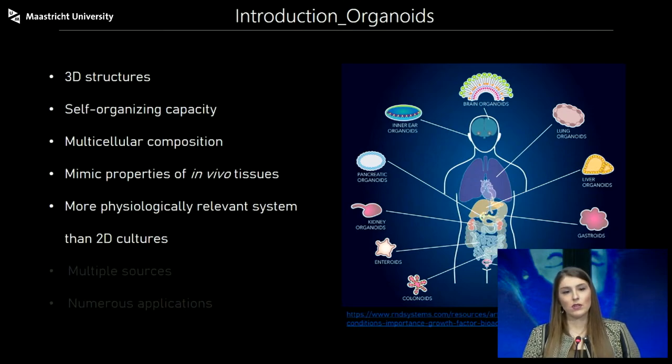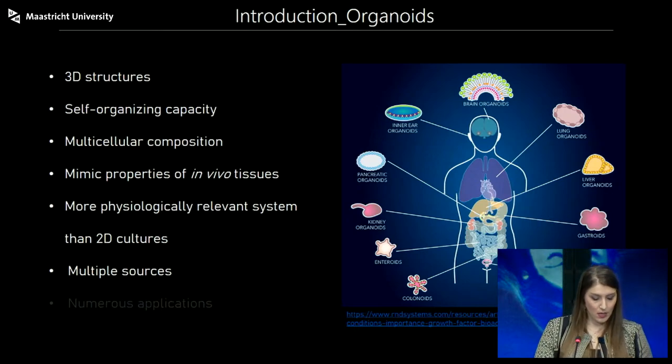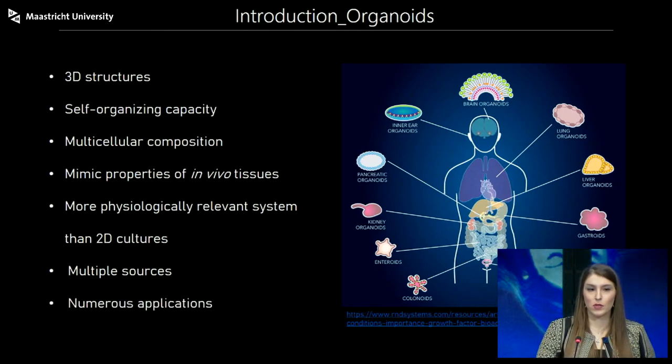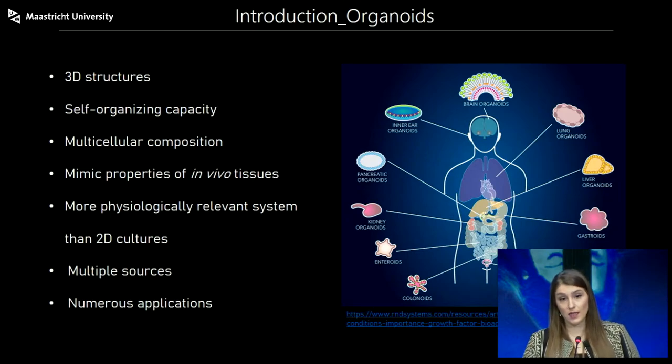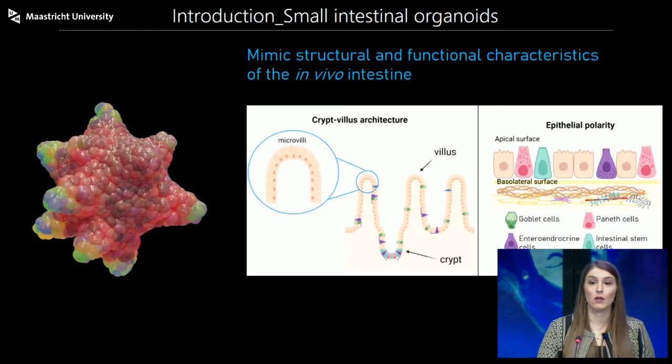Organoids are much more physiologically relevant systems than 2D cultures, and they can be derived from multiple sources, including pluripotent stem cells, adult stem cells, and biopsies. And finally, of course, they can be used for numerous applications. During the past 15 years, organoid models have been described mimicking different tissues, including the stomach, the lungs, the brain, the small and the large intestines. In this study, we decided to focus on small intestinal organoids, which is one of the best well-established organoid models.